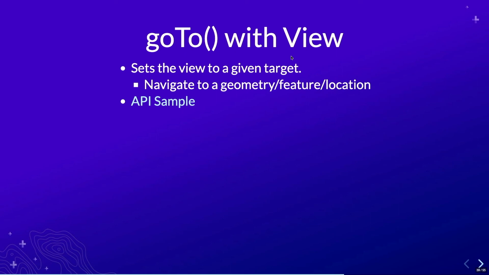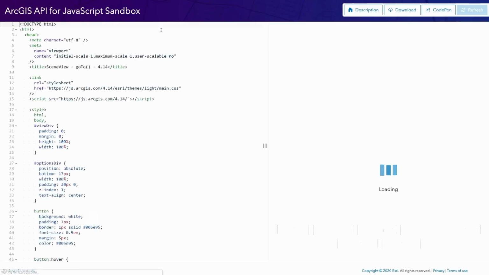Goto with views. So goto is a great way to do some interaction in your apps. You basically can pass it just about anything. You pass it geometry, pass it a graphic, you can give it directly a location, and it's going to navigate the view for you. Let's go to a quick API sample here.